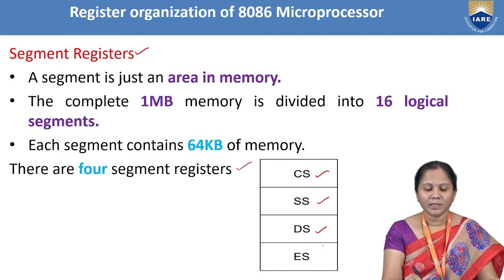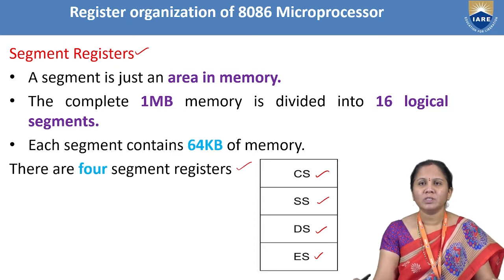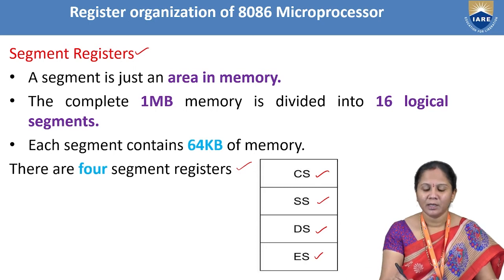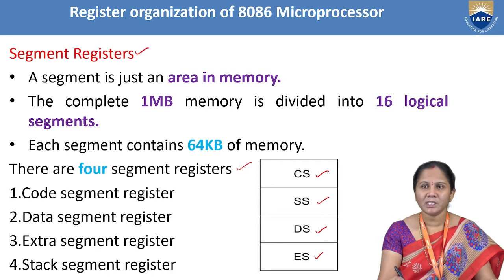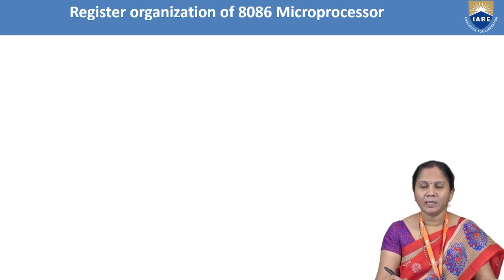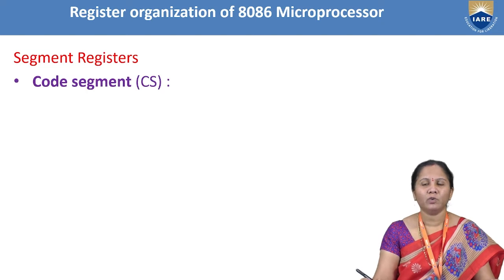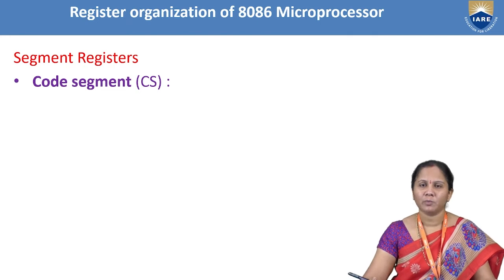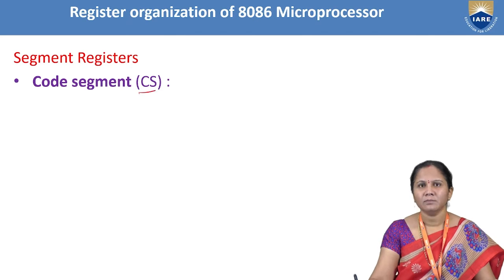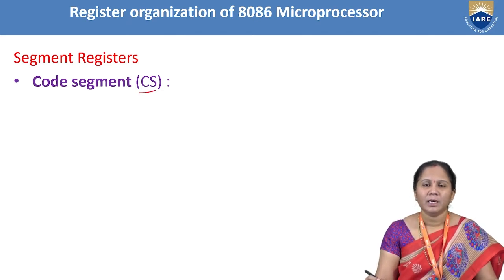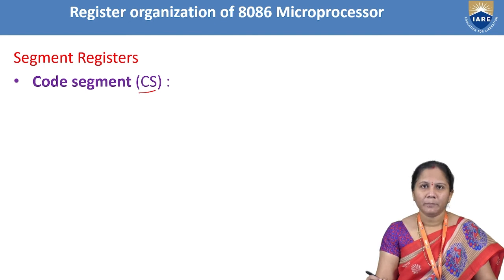In the segment register classification, totally 4 segment registers are available. What are the 4 segment registers? Code segment, CS, stack segment, SS, data segment, DS, and extra segment, ES. These are the 4 segment registers available in the register organization of the 8086 microprocessor. All these 4 registers are 16-bit registers only. Now, let us discuss each segment register in detail.